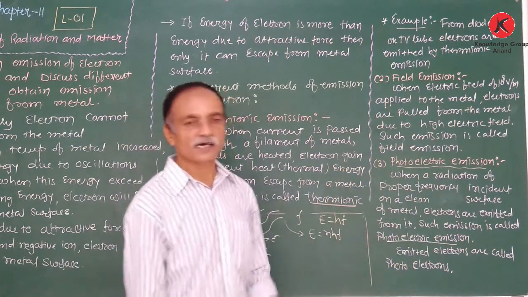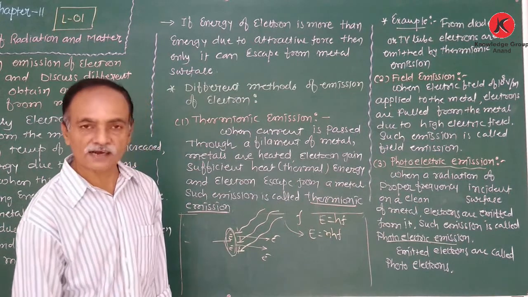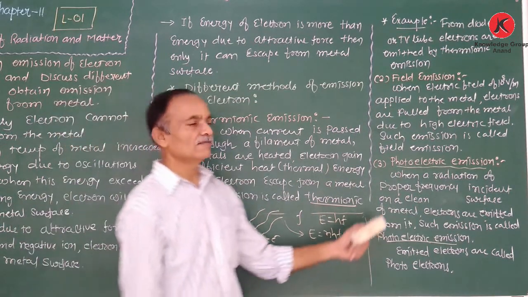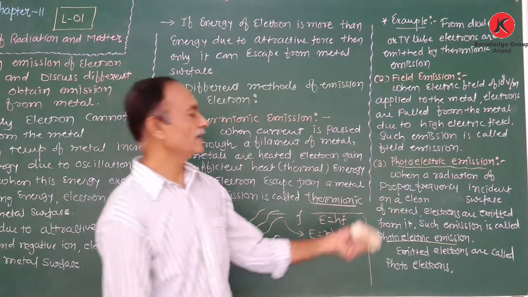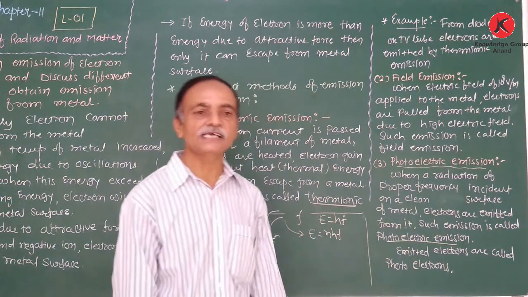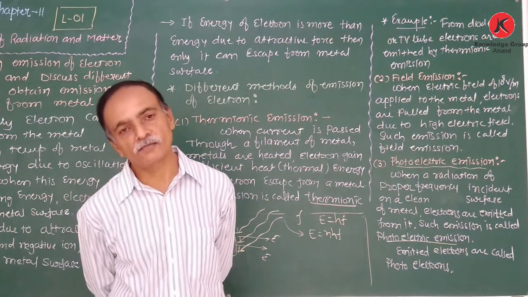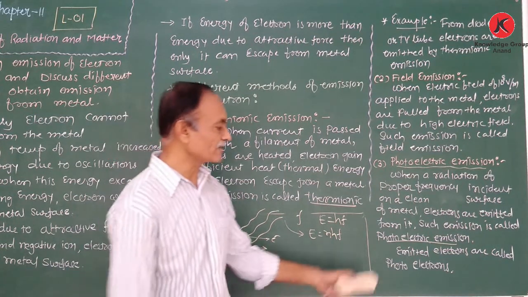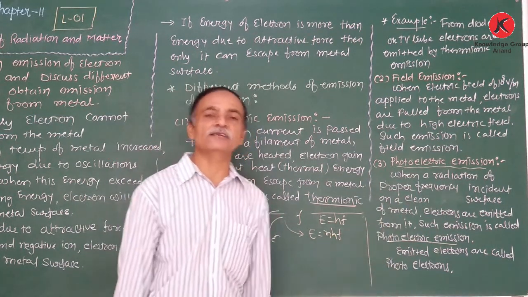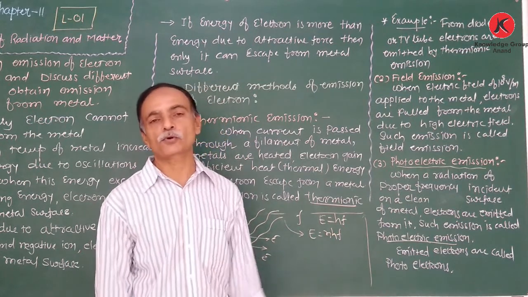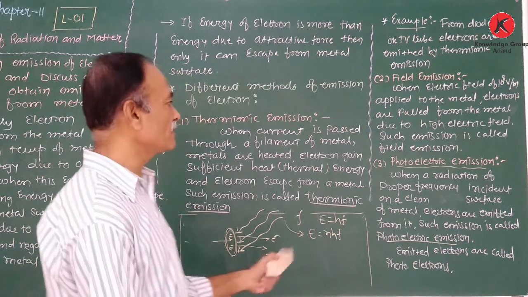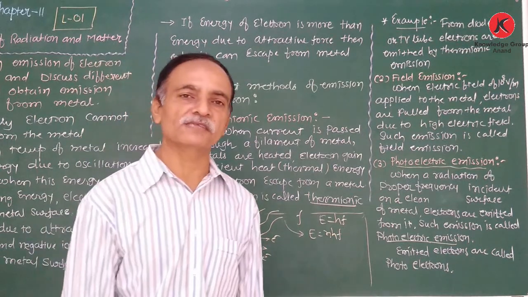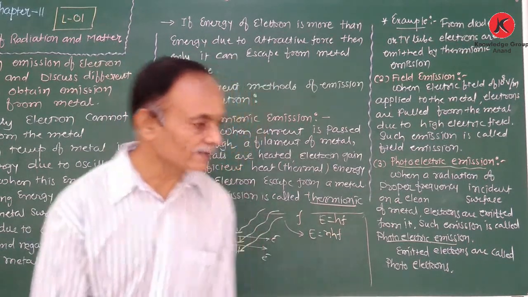So that is known as the field emission. And third is photoelectric emission, when light of proper frequency is incident on a metal, so the electron gains sufficient energy and is itself emitted from the metal. And the electrons that are emitted due to the incident light are known as photoelectrons. Clear? So that is the basic concept of the beginning of this chapter. Okay.